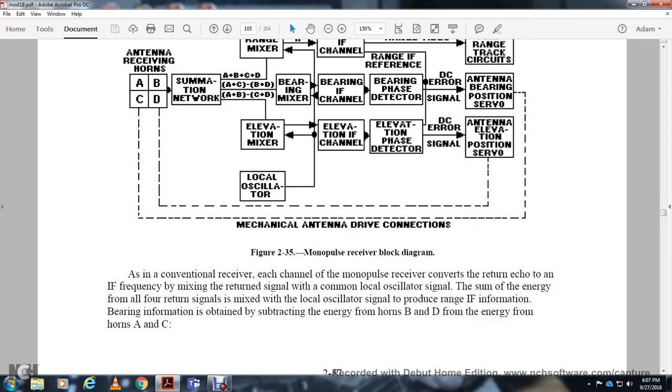It's a conventional receiver for each of the channels of the monopulse receiver. The return echo of the intermediate frequency is mixed, mixing the return signal with the common local oscillator signal, the sum of the amplitude from the return signal mixed with the local oscillator signal to retrieve the range intermediate frequencies and range information. The bearing information is obtained by subtracting energy from the horns B and D from the energy from the horns A and C.